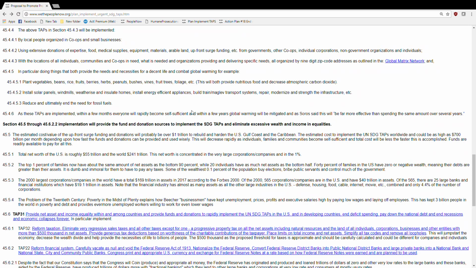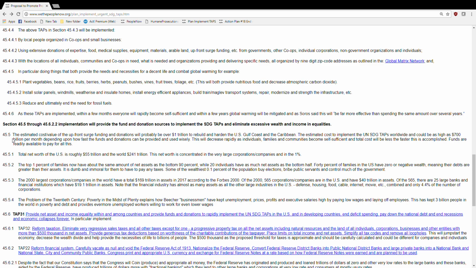Now, the next section shows the fund and donation sources to implement the SDG tabs and eliminate excessive wealth and income. 45.5 gives a rough estimate, which is about $1 trillion to rebuild and harden the U.S. coast, and all of the Caribbean. There's many islands there. Haiti are in tough shape. Many of them were in tough shape before this happened. Now it'll take about $1 trillion worth of donations and money.